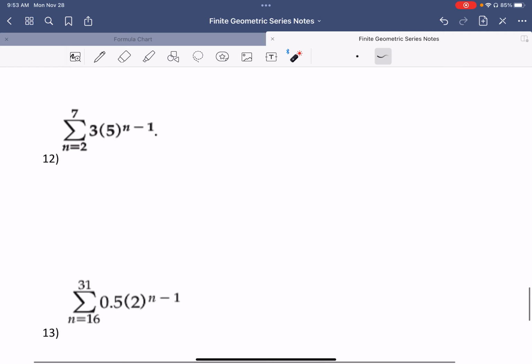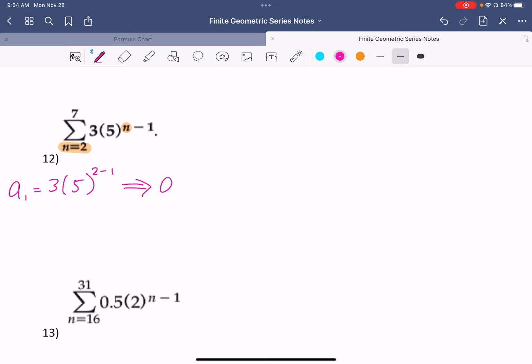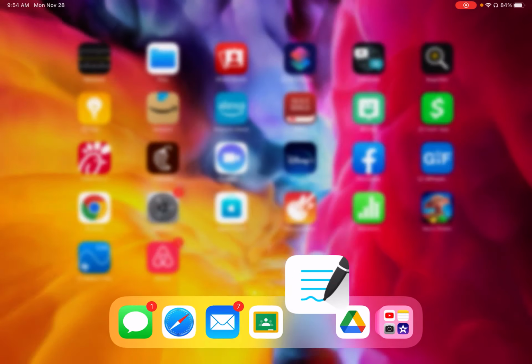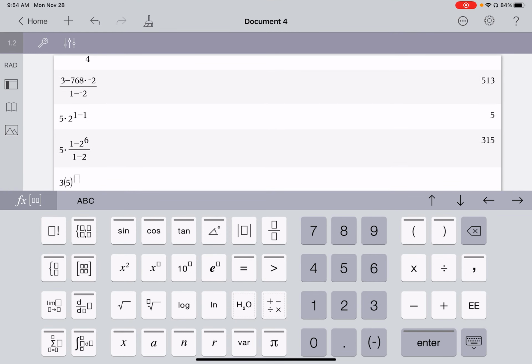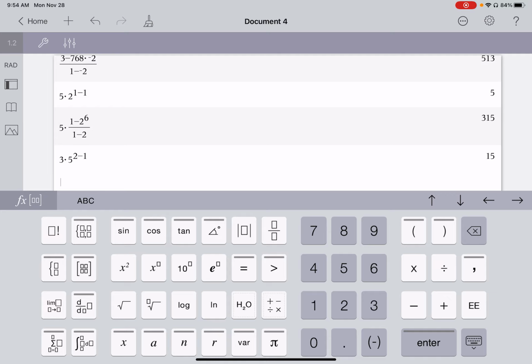Alright, now I'm going to do number 12. Notice that this one doesn't start with n equals 1, but with n equals 2. This is why it's important to find the first term by plugging in the lower bound, because it's not always going to be this one. This is it if you start at n equals 1, but we're starting at n equals 2, so our first term is actually going to be different. So remember, all you're going to do is plug the lower bound into n. So we're going to do 3 times 5 to the power of 2 minus 1. So a sub 1 equals 15.